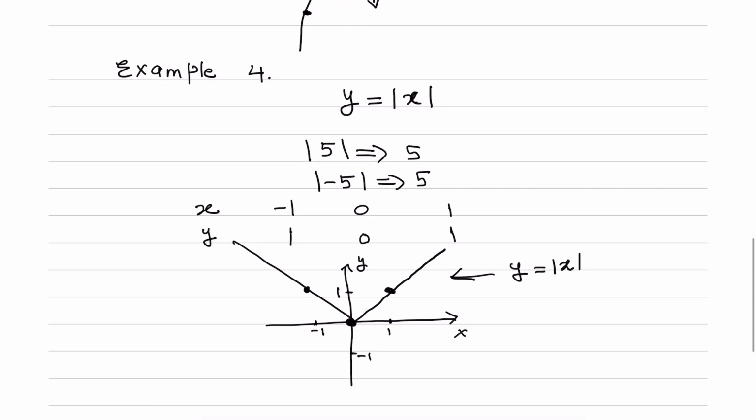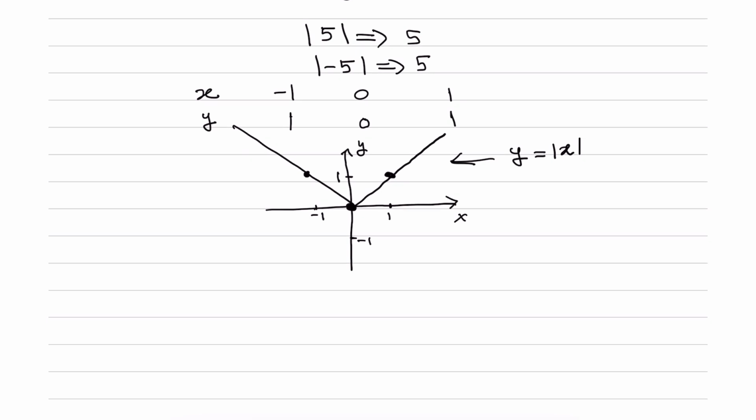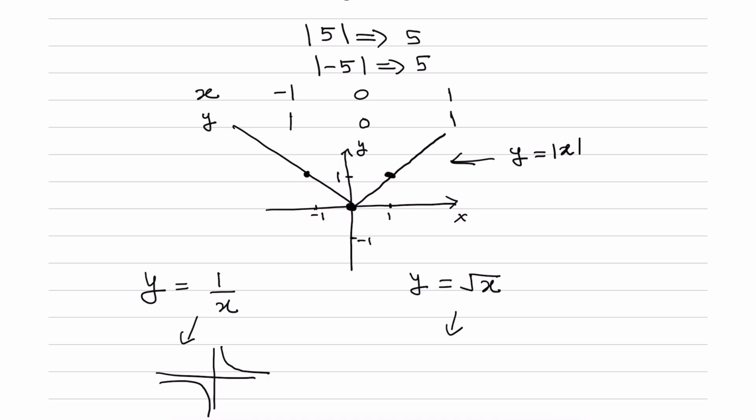This is how we simply plot these graphs, and for practice you can try to sketch the graph of the function y is equal to 1 over x. You can also try to sketch the graph of the function y is equal to square root x. I'm just roughly drawing this shape. It should be this, and for y is equal to square root x will be this. Now you can try to sketch both of these graphs, y is equal to 1 over x and y is equal to square root x, by taking some x values of your choice. When you plug those x values you will get y, and you will get these shapes.